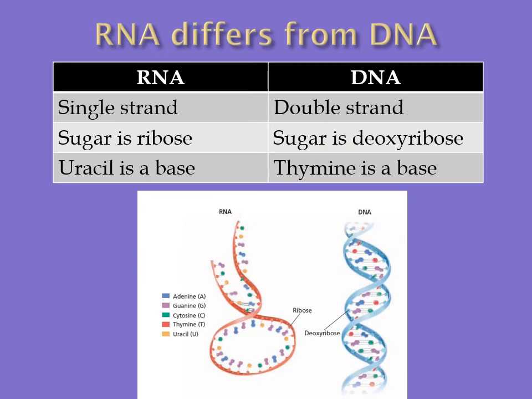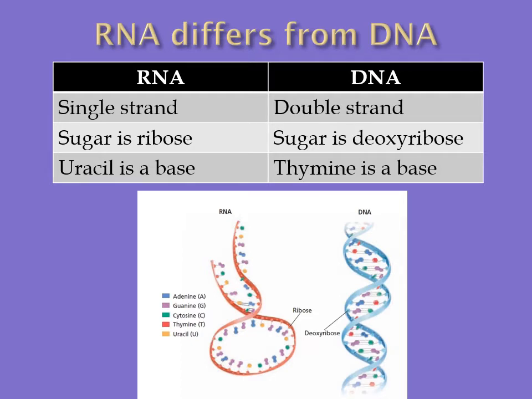So just some basic differences between RNA and DNA. We said that DNA is double-stranded, it's a twisted ladder. If you look at our picture, RNA is actually going to be a single strand, so it's only like half of the ladder. DNA has a different sugar in it. The sugar in DNA we talked about is deoxyribose. The sugar that's in RNA is just called ribose. It's a little bit different. It has like an extra oxygen in that sugar.